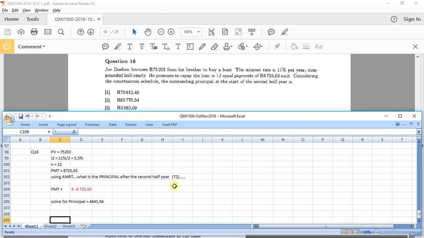So 75202 PV. Okay, and then 12 for the N. 11 divided by 2 is 5.5 for I. 12 N, compute PMT. Okay, so is that right? Yes. Now I need to look for the second half year. So amort, make P1 2 because that's what I'm looking at.